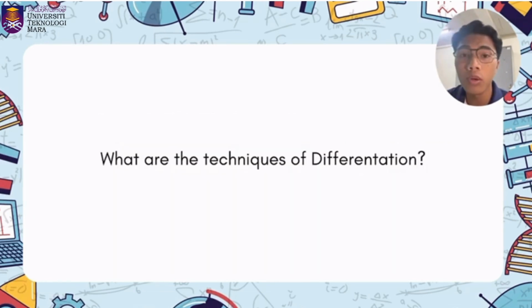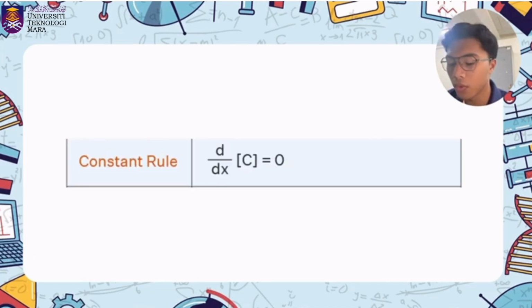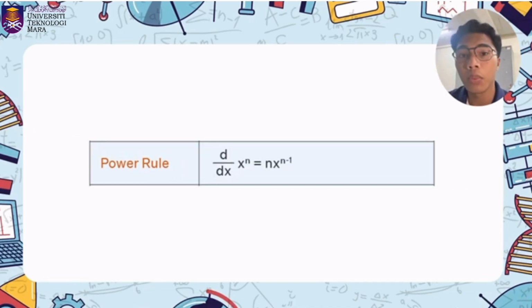Next, we are going to talk about the techniques of differentiation. First is the constant rule. The constant rule is when we are finding the derivative of a constant. The answer will always be 0. The next is the power rule. The power rule states that the power is multiplied in front, and then the power is subtracted by 1. As an example, for x to the power of n, the derivative is n multiplied with x to the power of n minus 1.